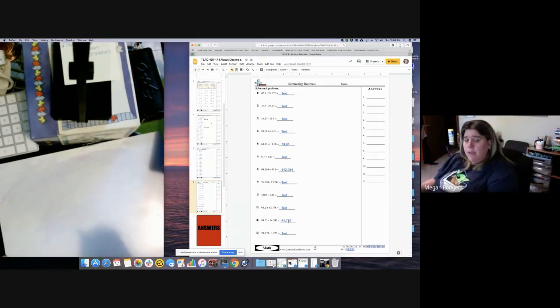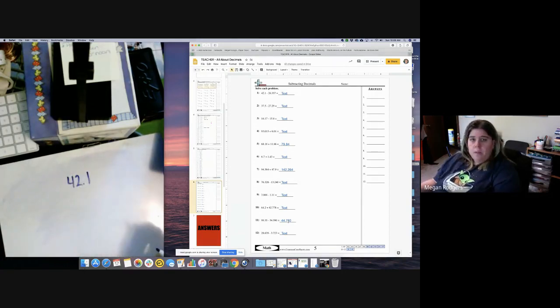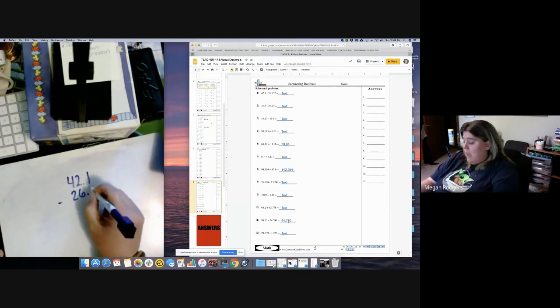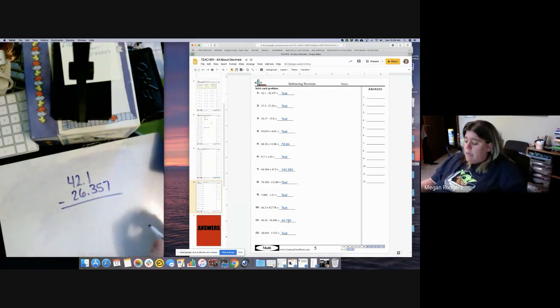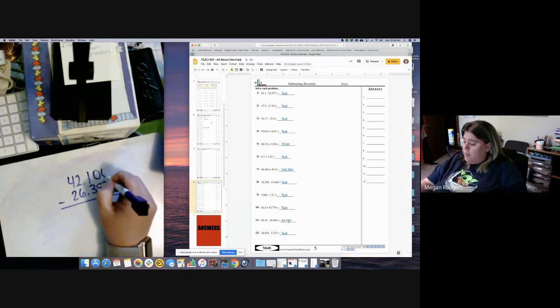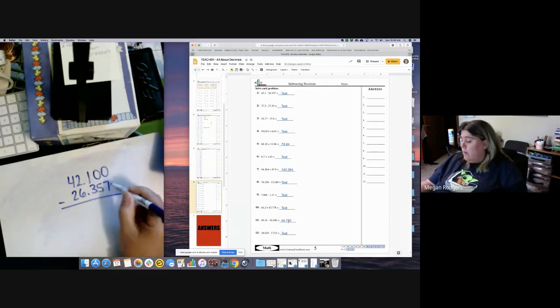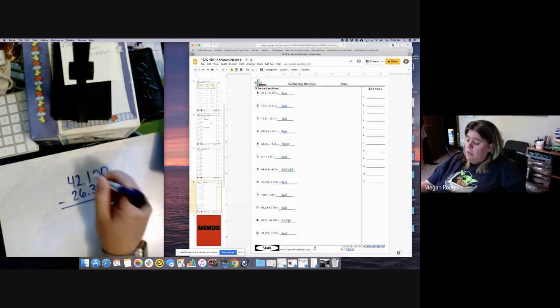And we're going to jump right back up to number 1, where we should have started. So I have 42 and 1/10, and I want to subtract 26 and 357 thousandths. Well, to do this, I have to fill in my placeholder zeros. I cannot just pretend there's nothing there, because in order to subtract these, I need them to be the same place value. Now, I can't take 7 away from 0. He goes next door. That guy can't help him. He goes next door again.